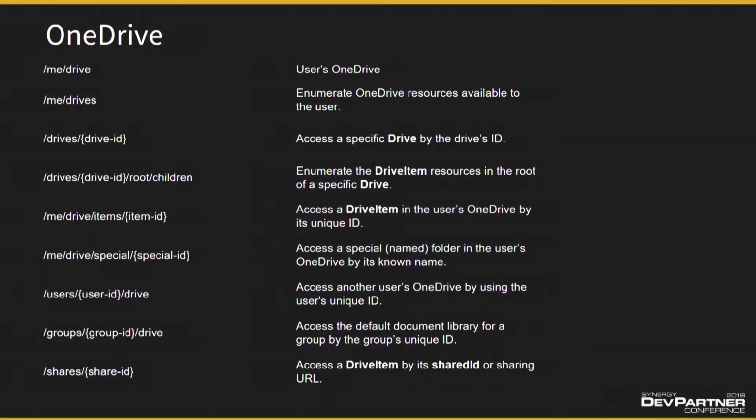Because this is so very similar to the rest of Windows, there are special named folders. Think like documents, downloads, My Music, the sorts of things that you have on your computer. They have special named folders in OneDrive that you can access, and also the users.